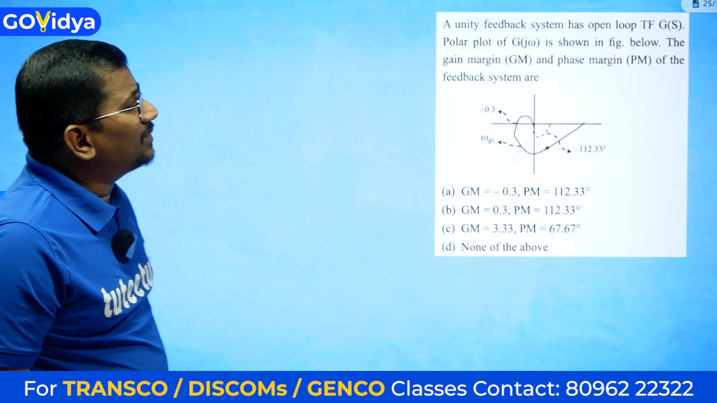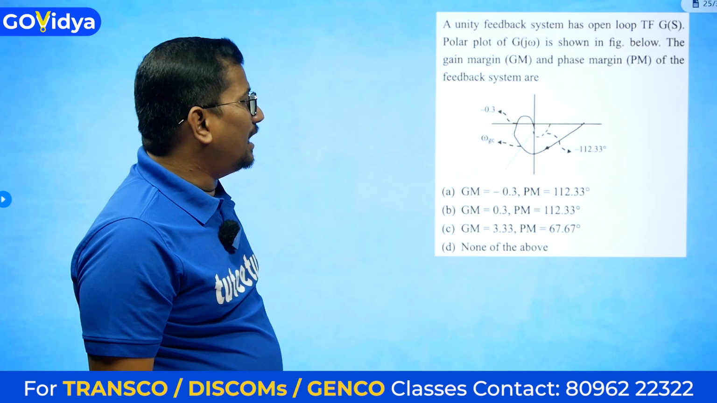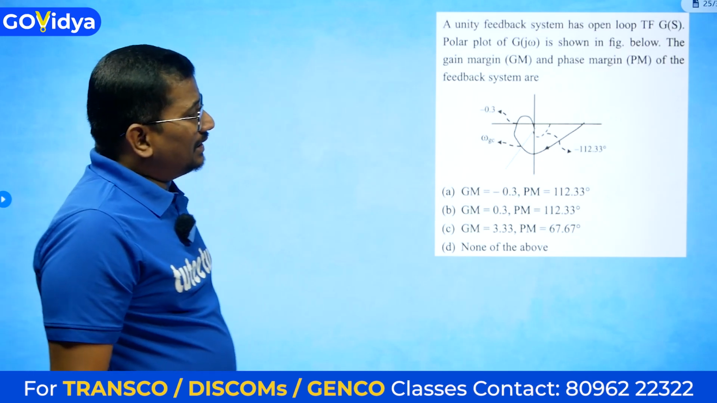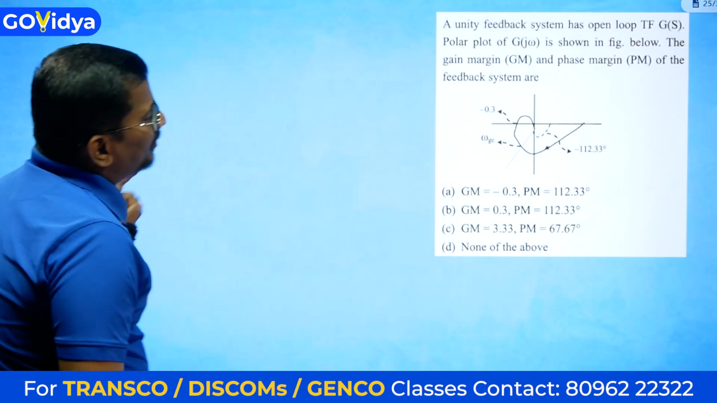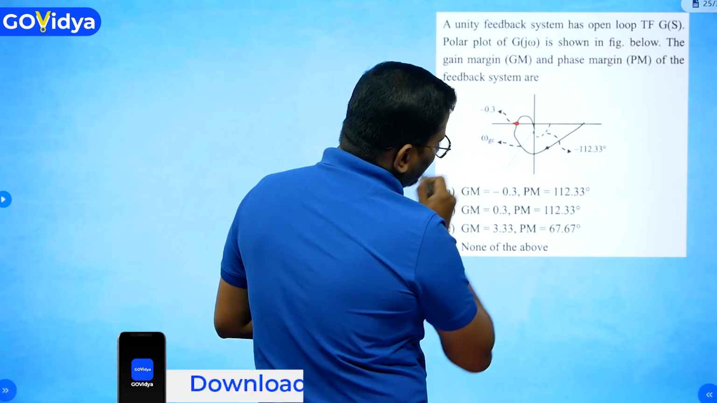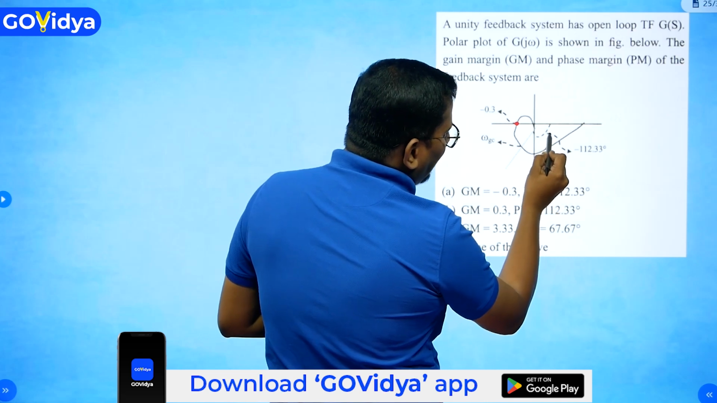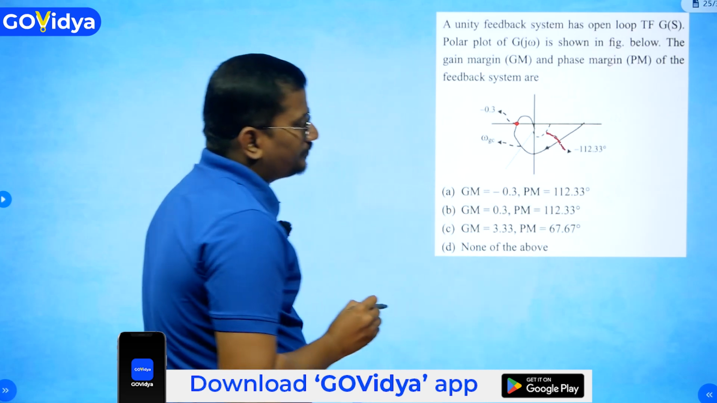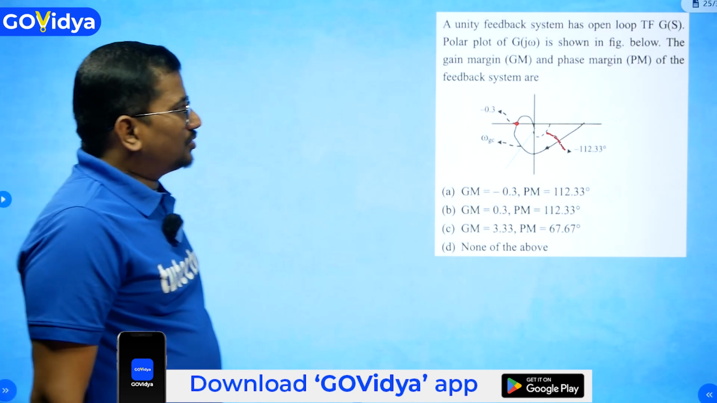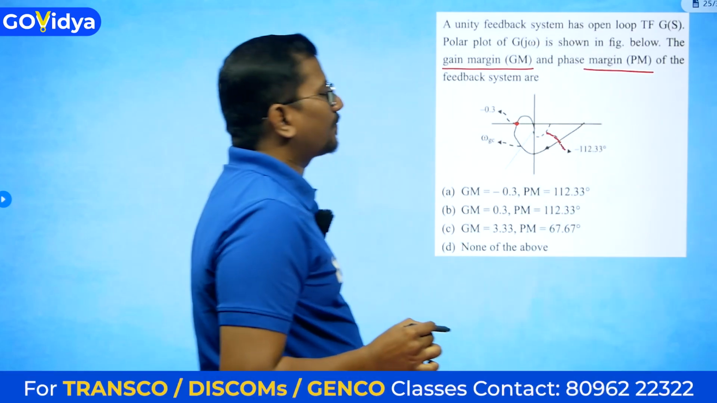A unity feedback system has open loop transfer function, the polar plot of G(s) is shown below. The gain margin and the phase margin of the feedback system are? Okay, so first of all, they have given this plot. If you observe, it's very clear that this is the point of intersection, and this is the angle at which the plot is making. So what are they asking? Simply gain margin how much, phase margin how much.